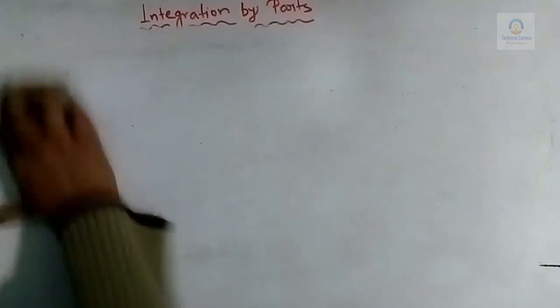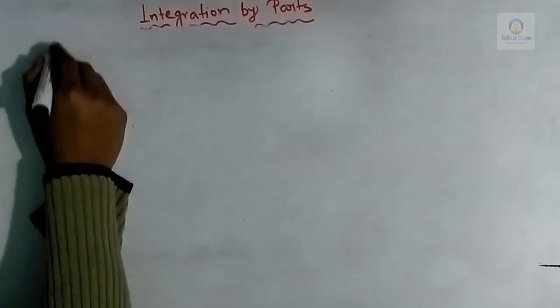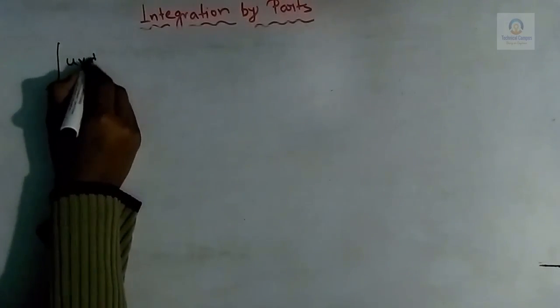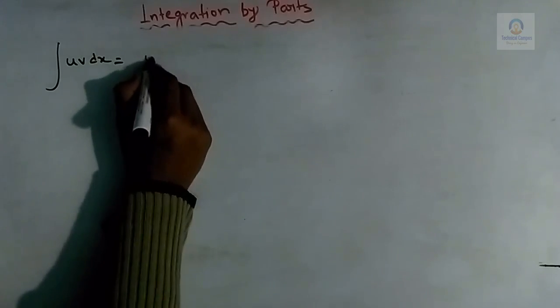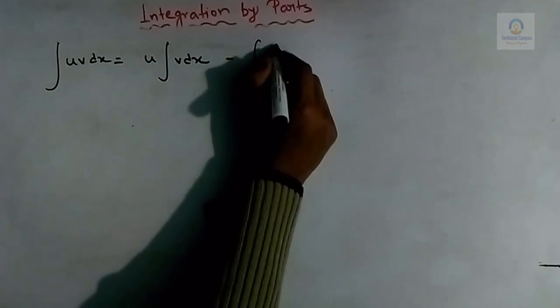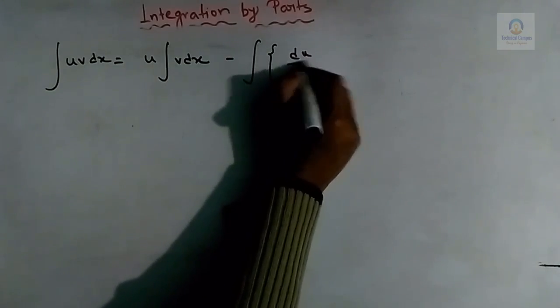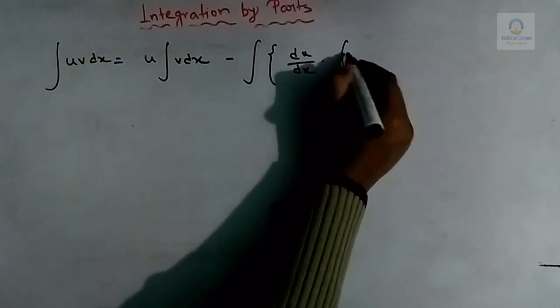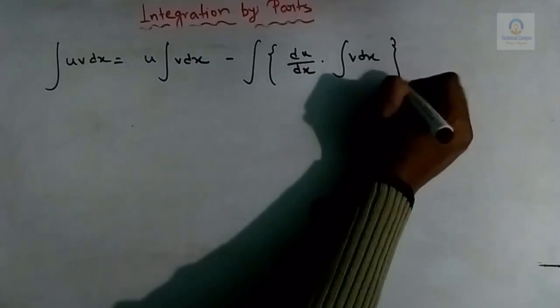Okay, we have to consider one function as the first function and another as the second function, because in the definition of integration by parts, the formula is integral of u v dx equals u into integration of v dx minus integration of the differentiation of the first function into integration of the second function, whole integral.